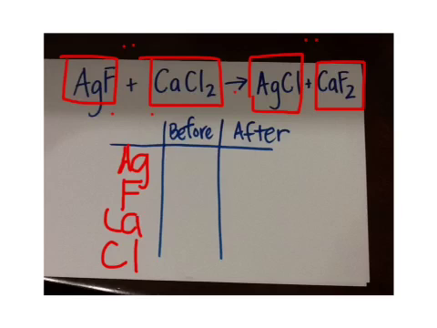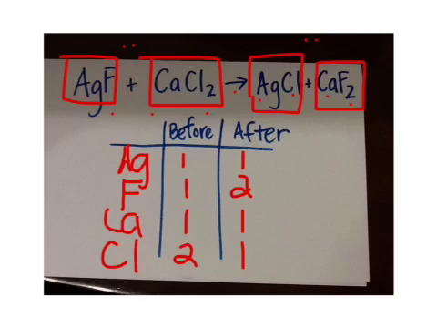These 2 formulas are before the arrow, the yield sign. So we've got 1 Ag on the left, 1 F on the left, 1 Ca on the left, and 2 Cl's on the left. All of those are before the arrow. Now let's do the after. You can see I have 1 Ag on the right. Let's go down to Cl. We've got 1 Cl on the right, 1 Ca on the right, but we have 2 F's on the right.